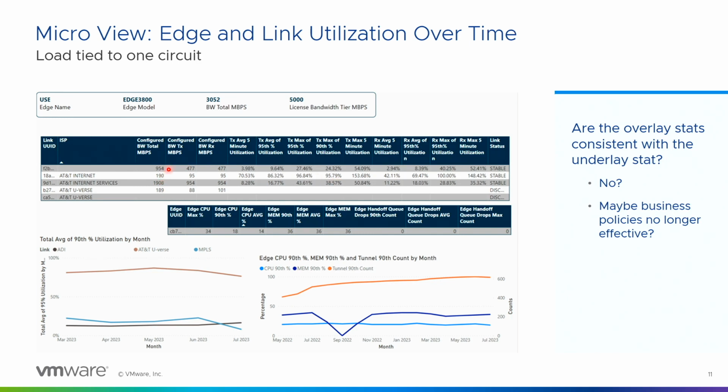Also, if we look at the traffic across the different links, you see that that second one is overloaded while the other ones are really lightly loaded. Maybe that's okay if one is a mobile link and you're trying to drive most of the traffic to the higher speed wired links, but outside of that, the business policies in place may not be effective. Maybe you're forcing traffic onto one link and you should consider using auto steering to let the edge effectively load share.